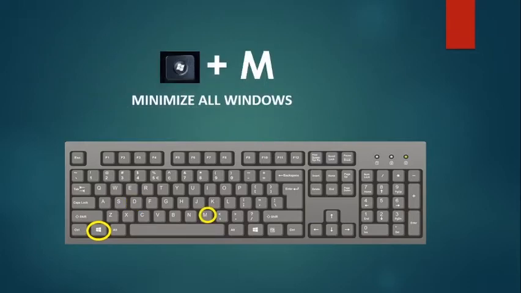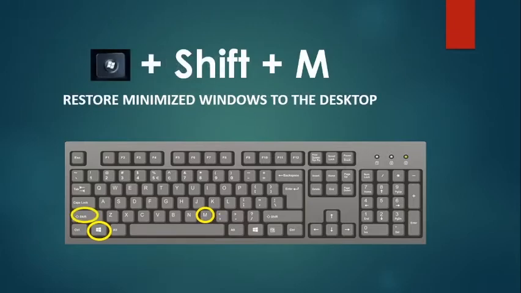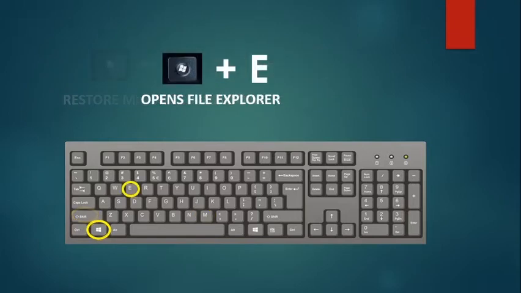Next is Windows plus M. It minimizes all the windows for you, so this can be handy as well when you have multiple windows open and you just want to get back to something else on the desktop. Next is Windows Shift plus M. This is just a next step to the Windows plus M, because it restores all the minimized windows for you.